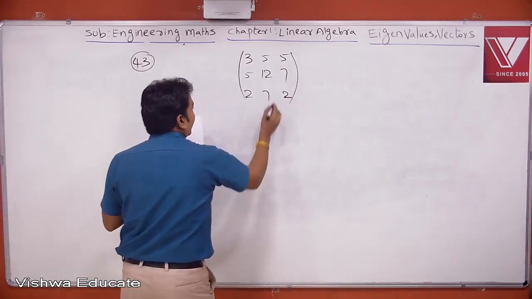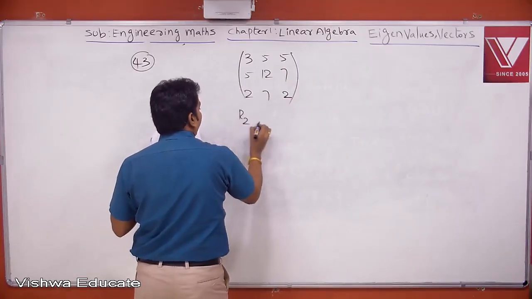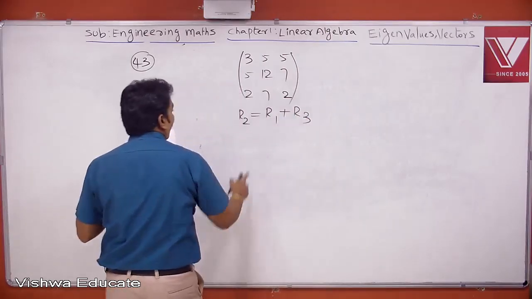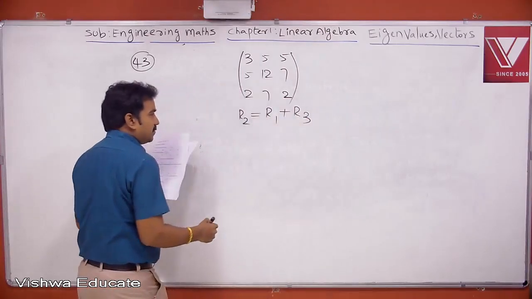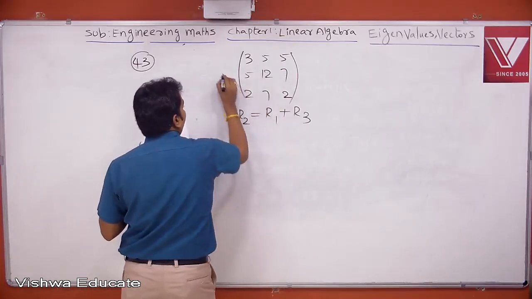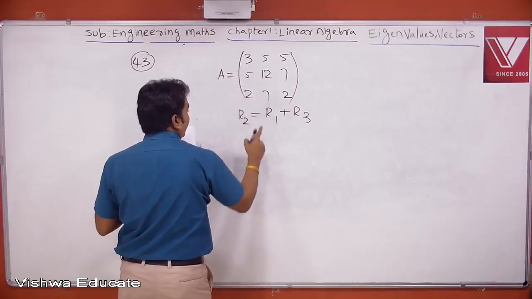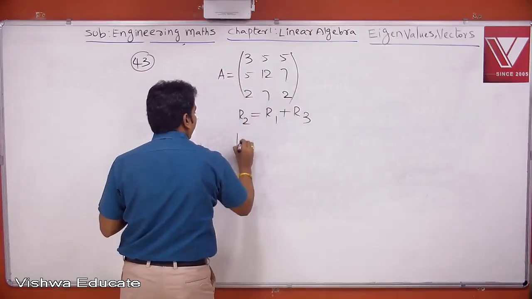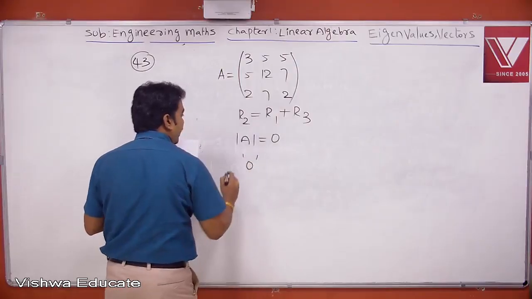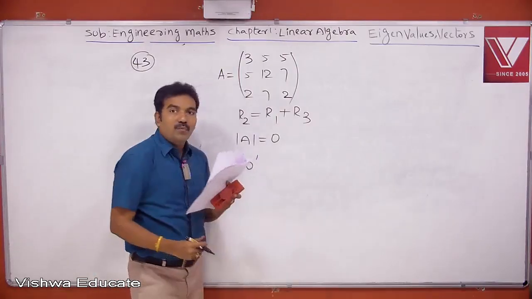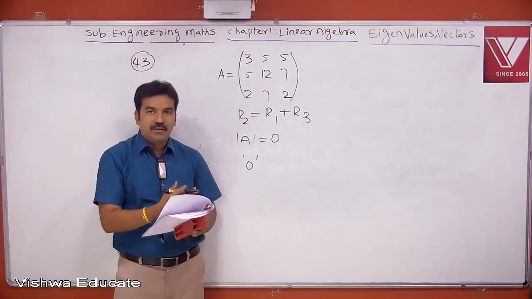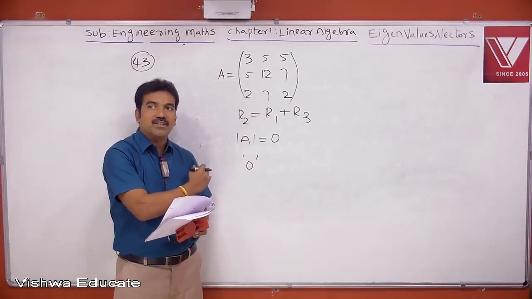This is 2. Now you can see here R2 equal to R1 plus R3. This is nothing but a linear dependence relationship among rows. Assume that this matrix is A. Because of this linear dependence relationship, the determinant value is 0. When the determinant is 0, at least one of its eigenvalues is 0. But we don't know whether 0 is the minimum eigenvalue of this matrix or not.